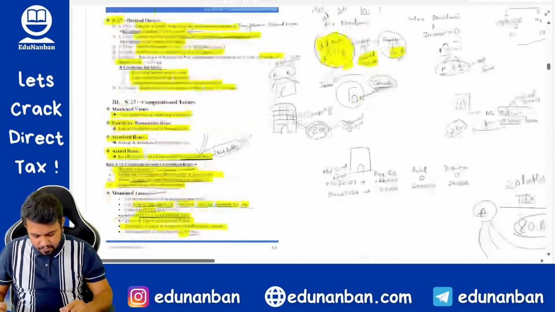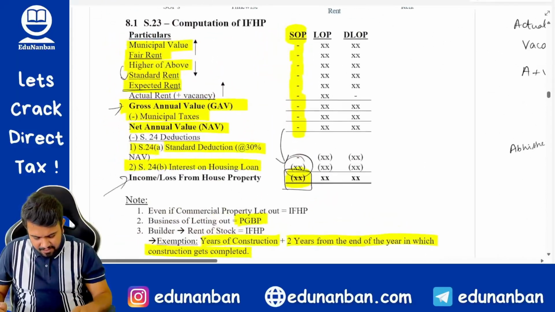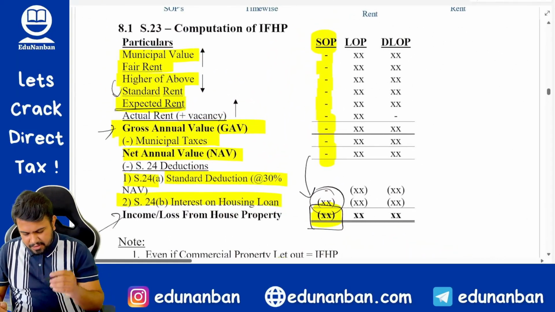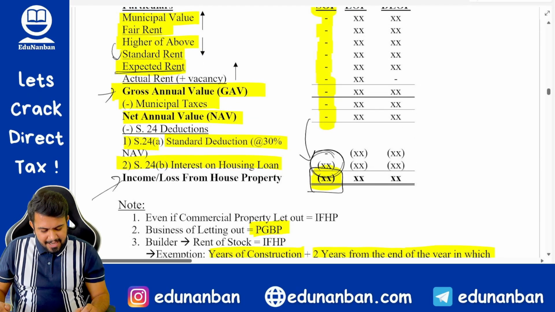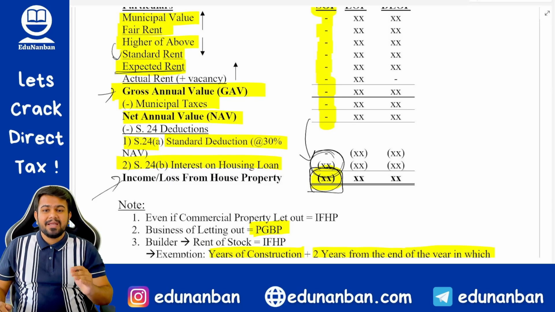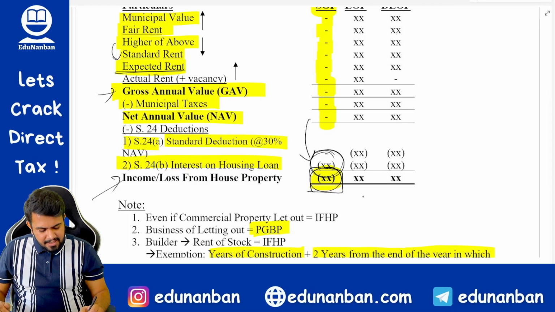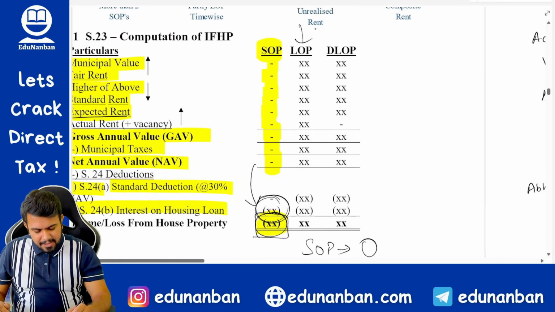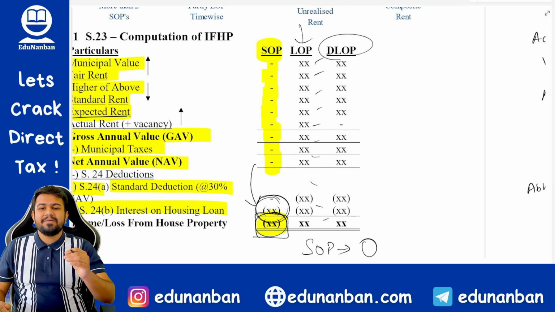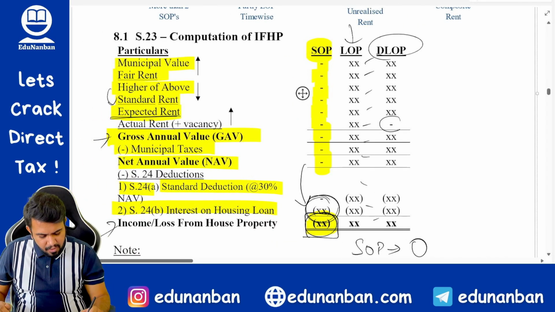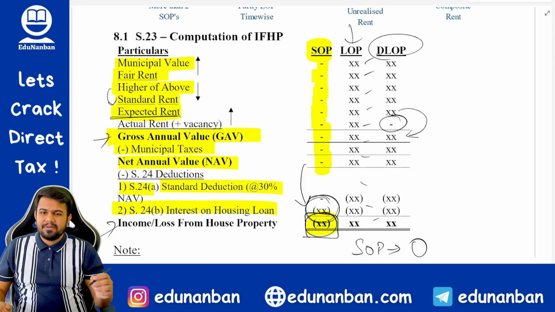Now let us come back to this and fully finish off this computation. In self-occupied property, you can only claim the deduction of interest on housing loan and you will get loss from house property. But if there is the new scheme, that is section 115BAC, which is the default tax regime, then in SOP case, income from house property will always be 0. Then in LOP case, all the figures will be there and you have to do the calculation. But when it comes to DLOP, that is deemed to be let out property, in such case there will be no actual rent. Hence the expected rent only will become GAV.